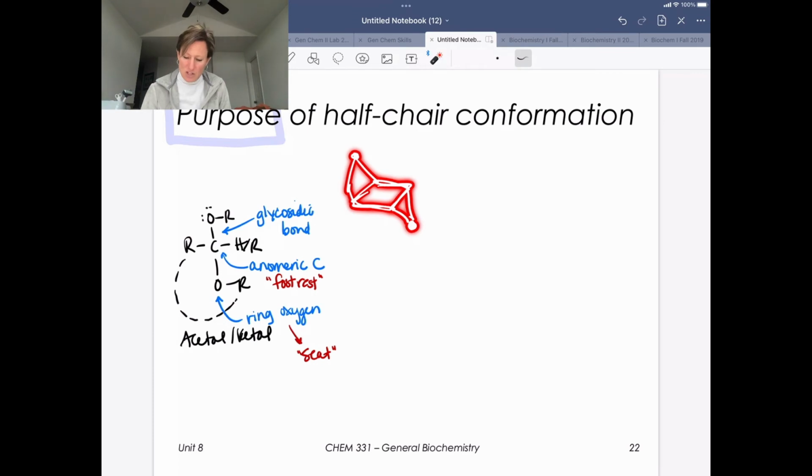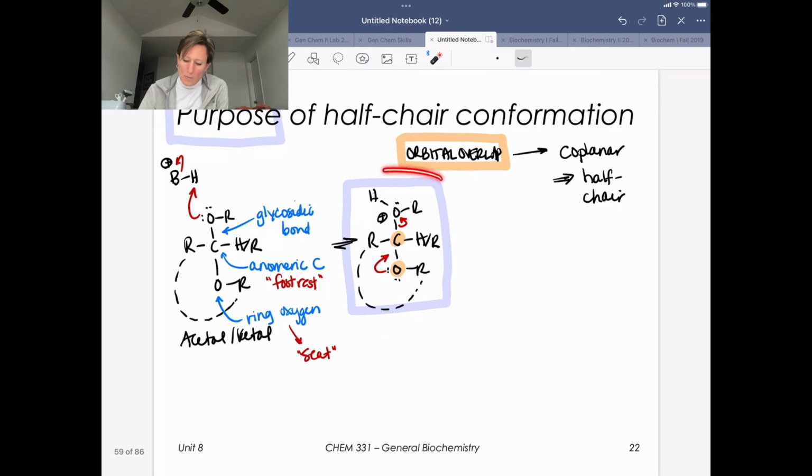What happens with a half chair is I'm going to move this footrest up so that all of these atoms are in the same plane. That's how a half chair works. So now this footrest is in line with my seat. I've lifted up my feet in my chair so that my foot is in line with that seat. And that is what allows for that proper overlap, that coplanarity that's going to allow for that pi bond formation. That only happens if I'm in a half chair conformation. So that's why we have that half chair conformation.